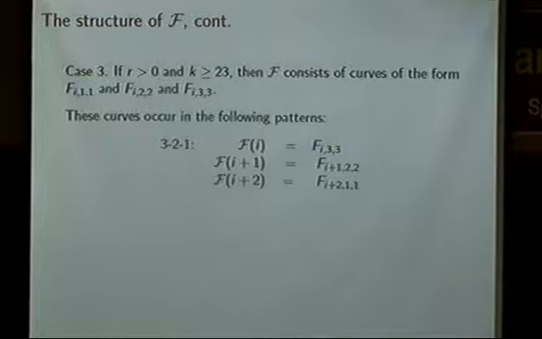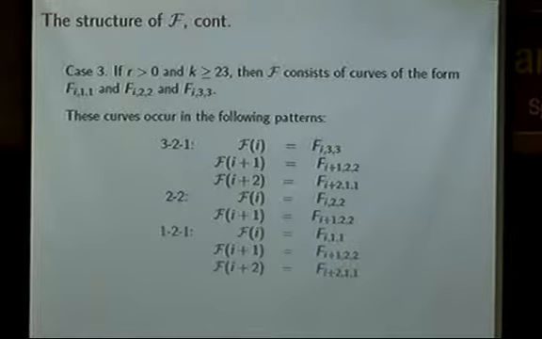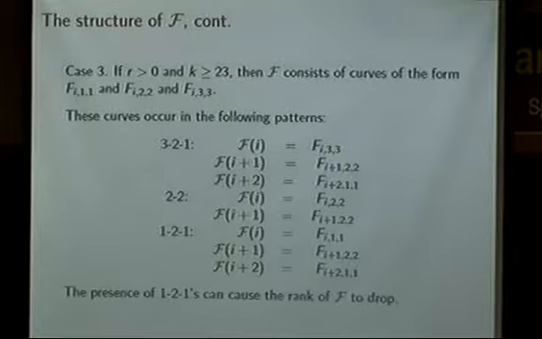So one pattern I'll call a 3,2,1. Okay, so for some I, you have the curve I 3,3. The next one's a 2,2 curve, and then the next one after that is a 1,1 curve. Another pattern that can appear is you might have 2,2,2 curves in a row. And the third pattern you might see is a 1,2,1. Okay? And again, remember, this was the bad case. These 1,2,1s can actually cause the rank of your family to drop, in which case this family wouldn't be good enough to establish the theorem we want to prove.